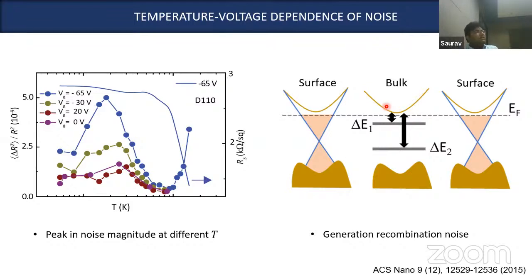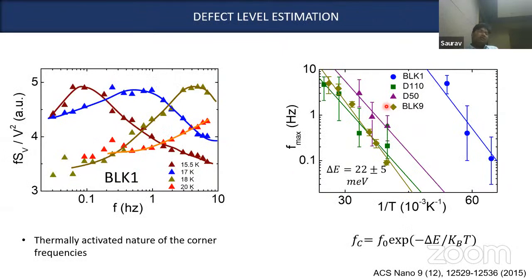Not in these samples, the Dutta-Horn model, not in these cases. So we find that it does not match. Plus the generation recombination noise offers clear experimental evidence in this case. For example, what we check is the evolution of the corner frequencies in these cases. And we find that from the temperature dependence, it is primarily a Lorentzian two-state kind of system.